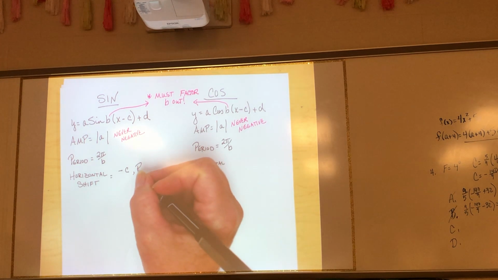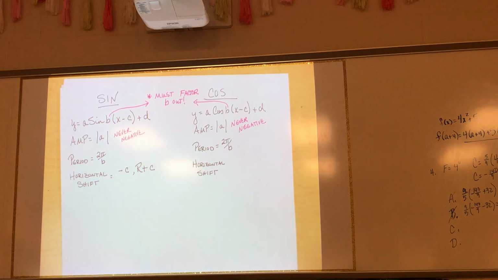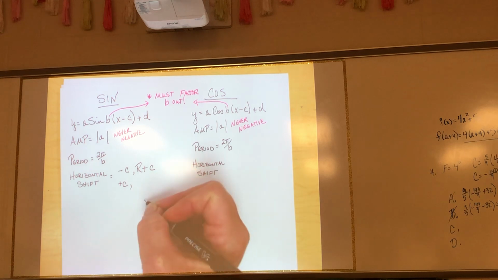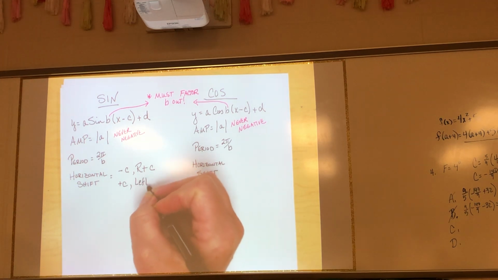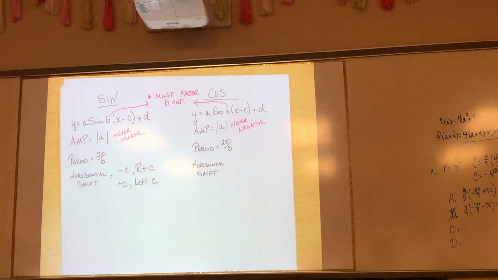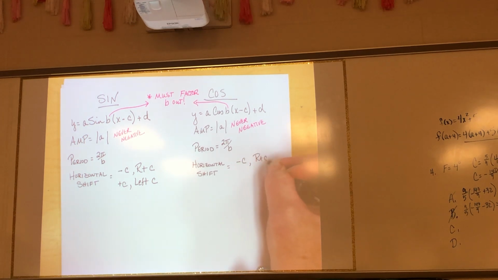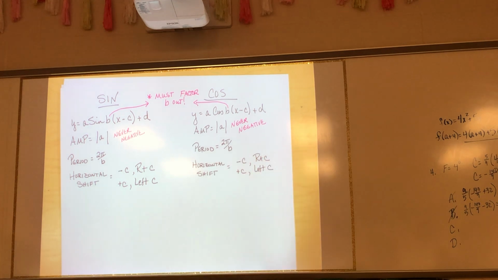Right, C units. And whenever we do a shift, whether it's horizontal or vertical, you have to tell direction and number. Okay? You have to tell direction and number. If you only tell the number, I mark it wrong. If you only tell the direction, I'll mark it wrong. Plus C means it's going to move to the left C units. Okay? It's going to be the same thing over here for cosine. A minus C is going to go right C units, and a plus C is going to go left C units.